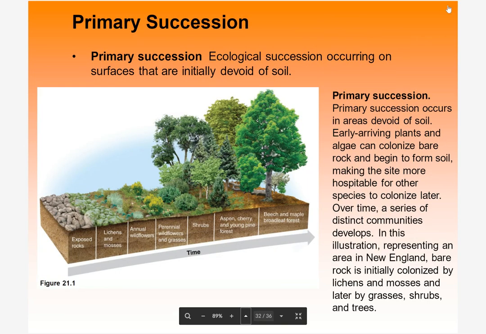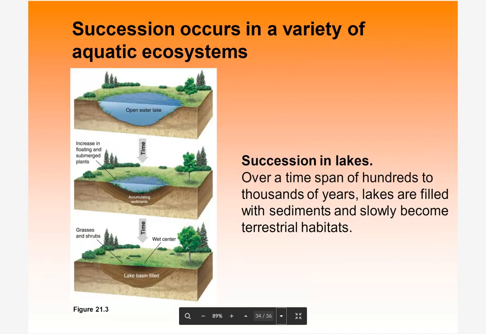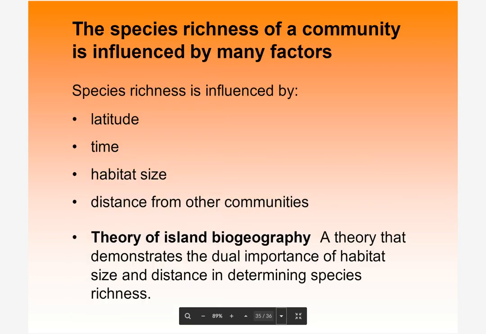So primary, you start with rocks. Secondary, you start with dirt, soil. All right. And then in aquatic ecosystem succession, over time eventually they will fill in because of increasing vegetation and then increasing accumulation of sediments. So early on, it's just water, not a lot of plants, not a lot of sediment, not a lot happening. And again, over time, and this takes a long, long time, hundreds of thousands of years, they slowly fill in with sediments and become terrestrial habitats eventually, right? So that was another type of succession.